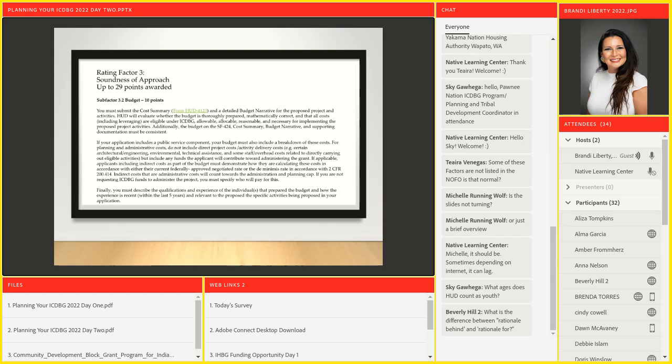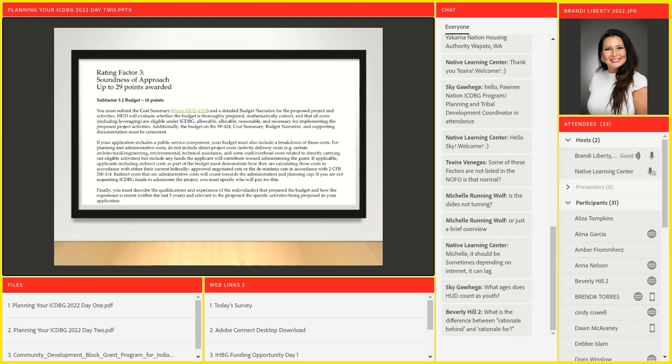And that all costs, including your leveraging, are eligible costs under the ICDBG. And that they are allowable, allocable, reasonable, and necessary for implementing the proposed project activities. Again, just as a reminder, the budget on the SF 424, your cost summary, your budget narrative, and any supporting documentation have to be consistent. I have seen those applications be scored with less points in the budget because one number was off and things like that.